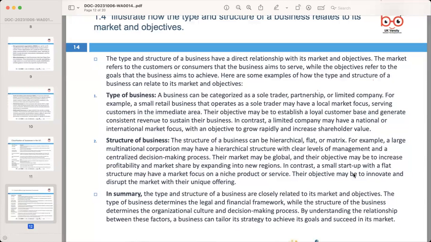So for example, sole traders typically cater to a local market. They serve customers in their immediate area, which could be a neighborhood, town, or small region. Then limited companies can have a broader market focus. They may operate at a national or even international level depending on their industry and goals.